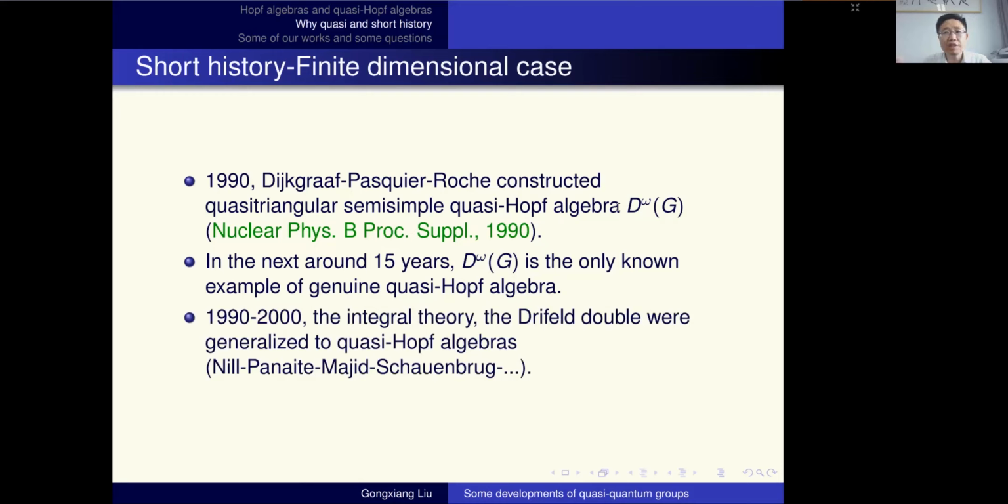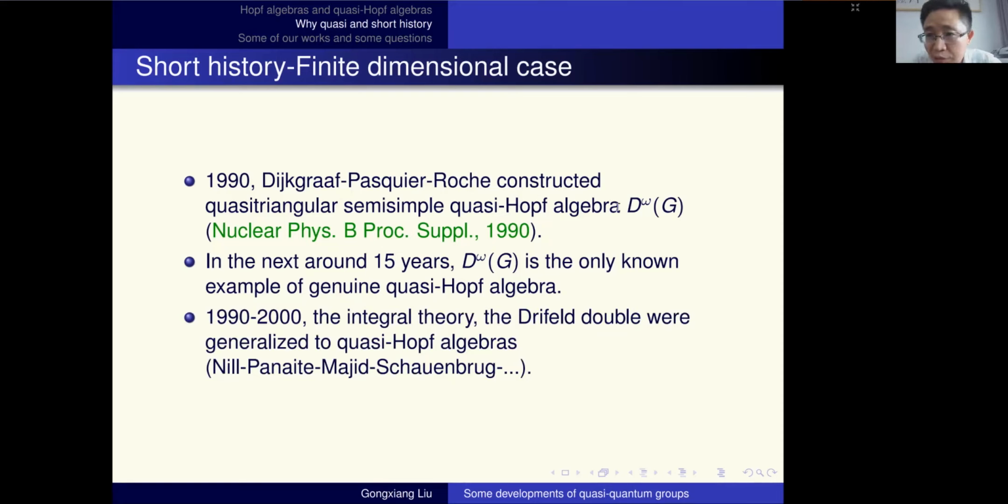I have to say, in the next 15 years, what have we done? In the next 15 years, we did not stop, but there was no essential development. But we did some work. For example, the integral theory and the Drinfeld double theory were generalized to quasi-Hopf algebras. Maybe you can think this is quite straightforward, but it is not so straightforward.